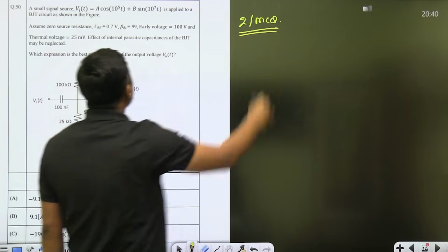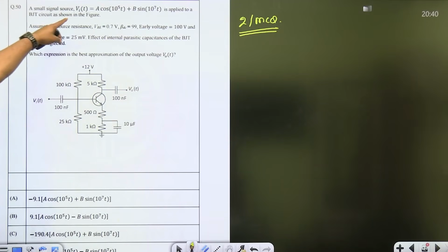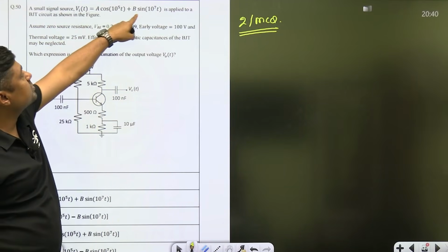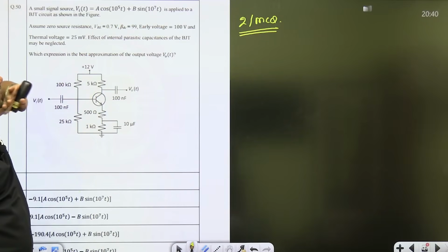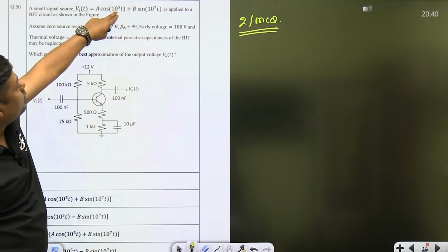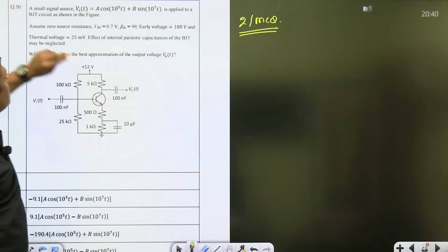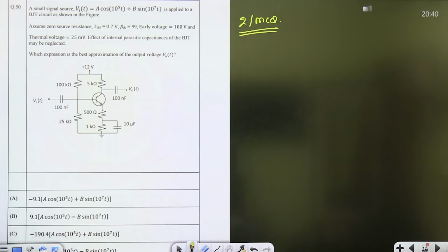MCQ. A small signal source VI(t) = A cos(10^5 t) + B sin(10^7 t). Right? One frequency is 10^5 rad/s, the other is 10^7 rad/s, applied to the BJT circuit as shown in the figure. Assume zero source resistance.